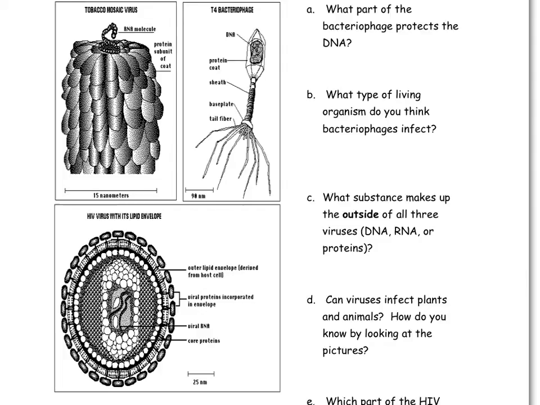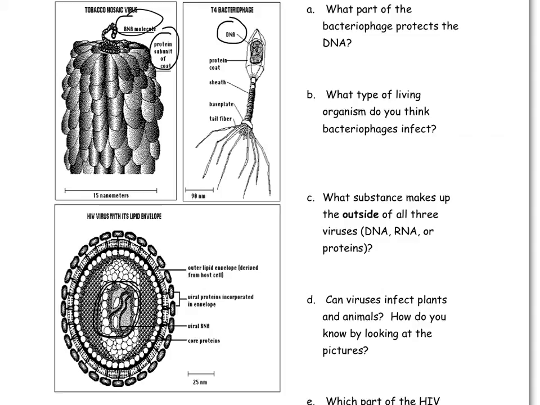So here we have RNA. RNA is a lot like DNA. We'll talk more about that later. Inside the tobacco virus, we have RNA. We have DNA inside of what's called a bacteriophage, and inside of HIV, we also have RNA, again, another type of genetic material. Viruses are also enclosed around some sort of protein coat.